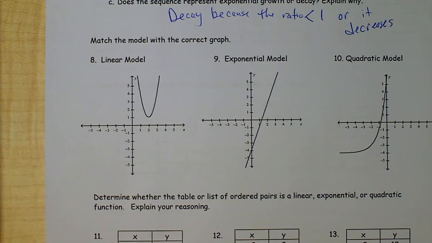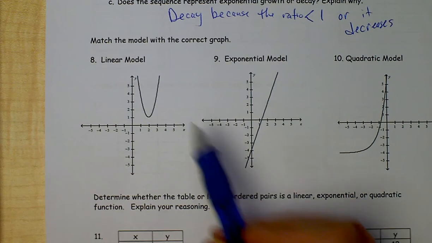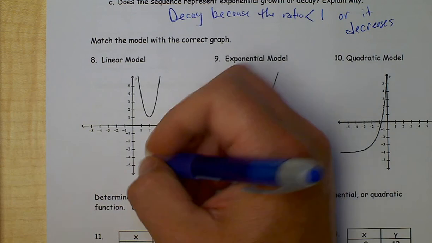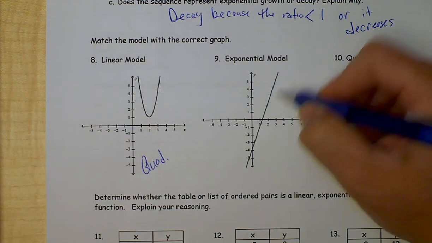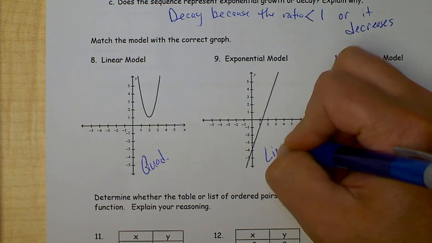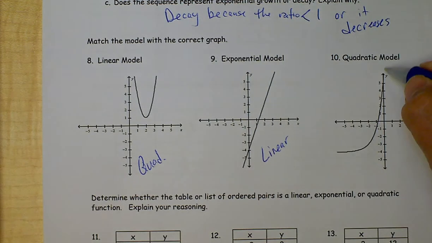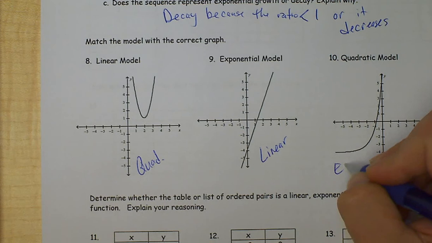Okay, so now it says match the correct one. I know that a parabola is always quadratic. I know that a straight line is always linear. And I know that this smooth curve here is always exponential.